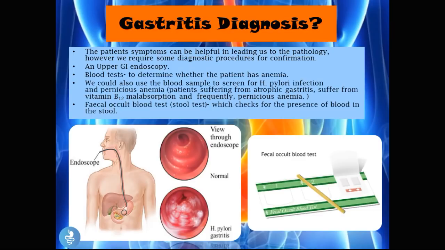And of course, the upper GI endoscopy will show us a clear image. When we put that scope down, we'll be able to see the erosions, the inflammation, the redness of the stomach lining or the mucosa. So that is the most helpful tool by far in the diagnosis.